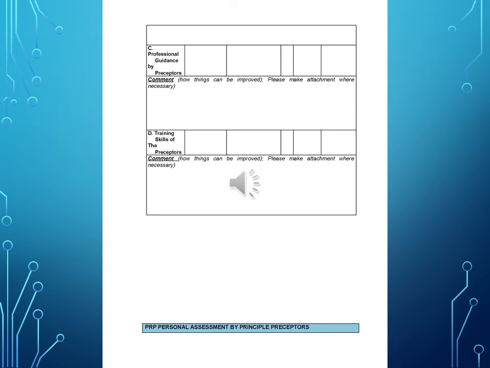Appraisal of preceptors. Name of provisionally registered pharmacist. Professional guidance by preceptors. Comment. How things can be improved. Please make attachment. Training skills of the preceptors. Comment. How things can be improved. Please make attachment.